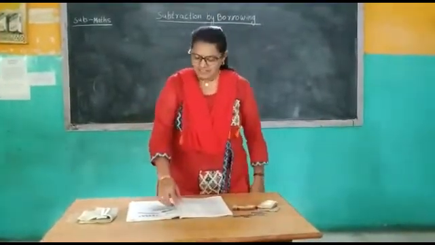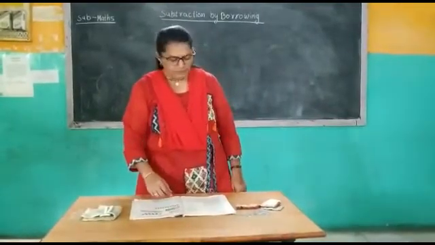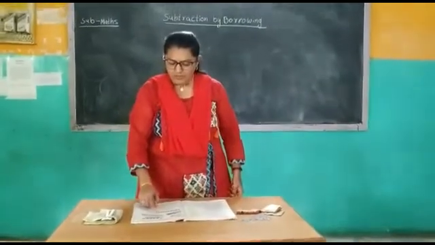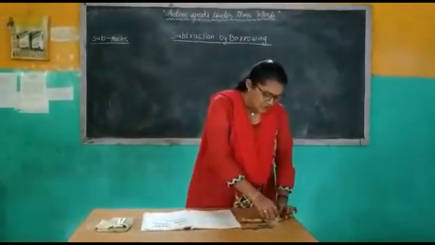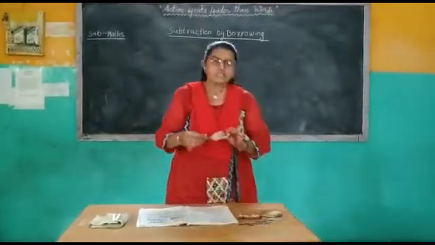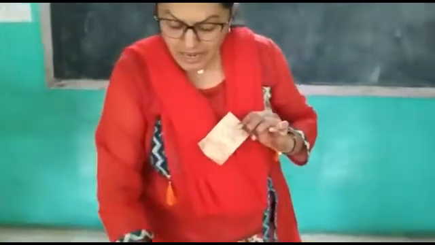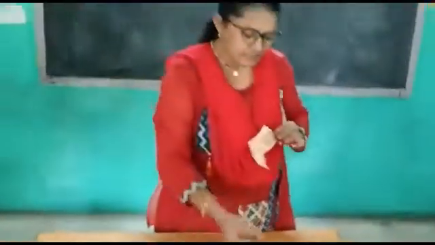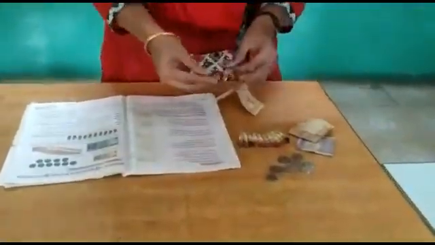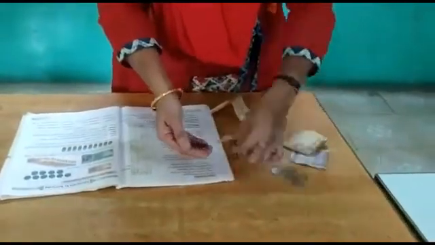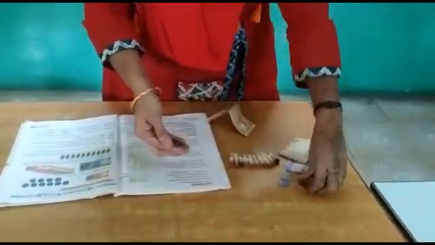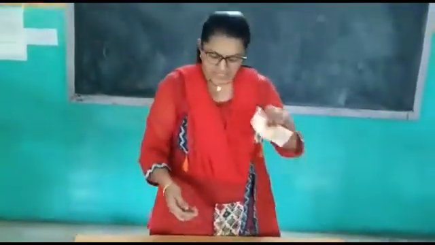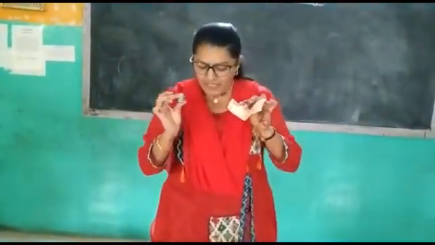Let's start the lesson, children. Subtraction by borrowing preparation. Now see children, 10 rupees means 10 coins of 1 rupee each. This is a 10 rupee note, and this is 10 coins of 1 rupee each. I am having 10 coins. 1, 2, 3, 4, 5, 6, 7, 8, 9 and 10. So 10 rupees means 10 coins of 1 rupee each.